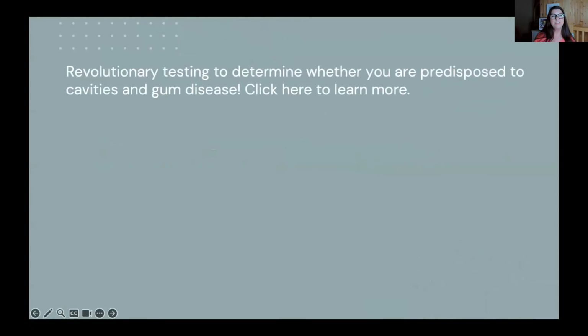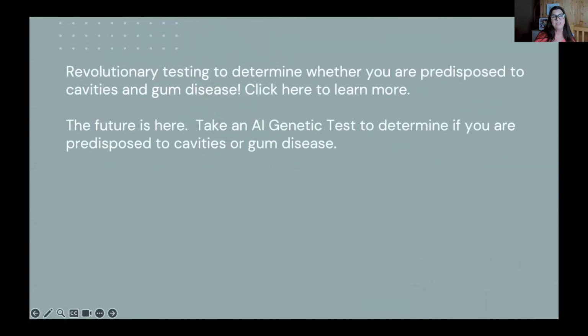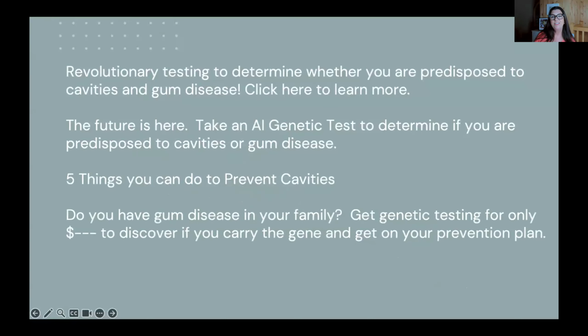So here are just some examples that I came up with. Revolutionary testing to determine whether you are predisposed to cavities and gum disease. Click here to learn more. The future is here. Take an AI genetic test to determine if you are predisposed to cavities or gum disease. Five things you can do to prevent cavities. Do you have gum disease in your family? Get genetic testing for only such and such dollars to discover if you carry the gene and get on your prevention plan.